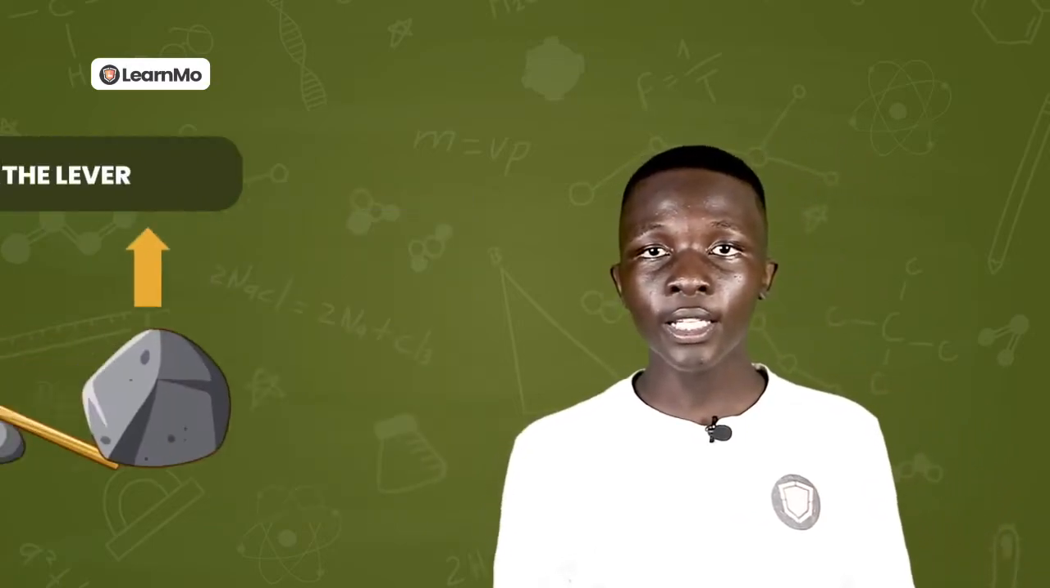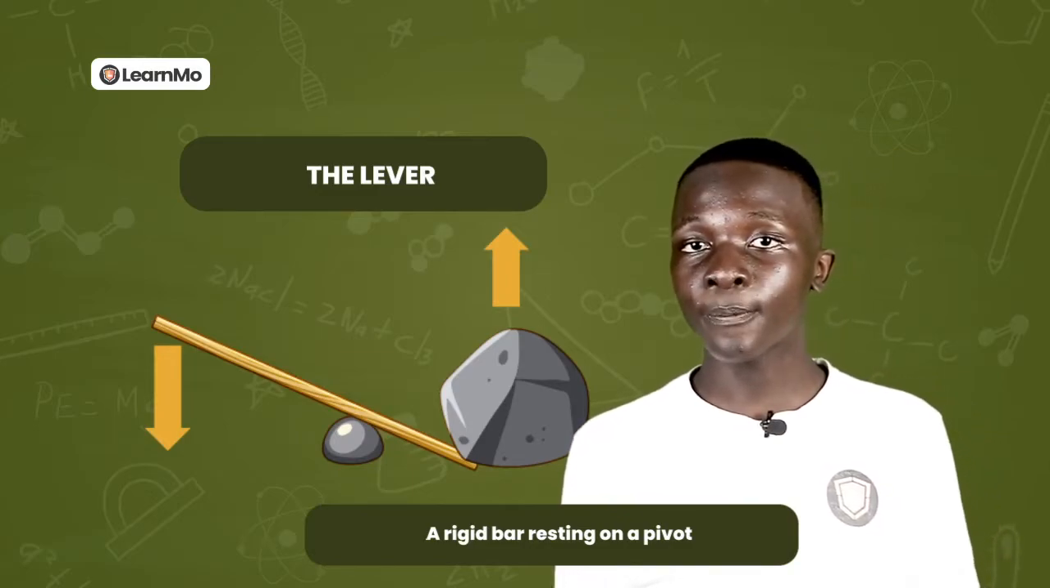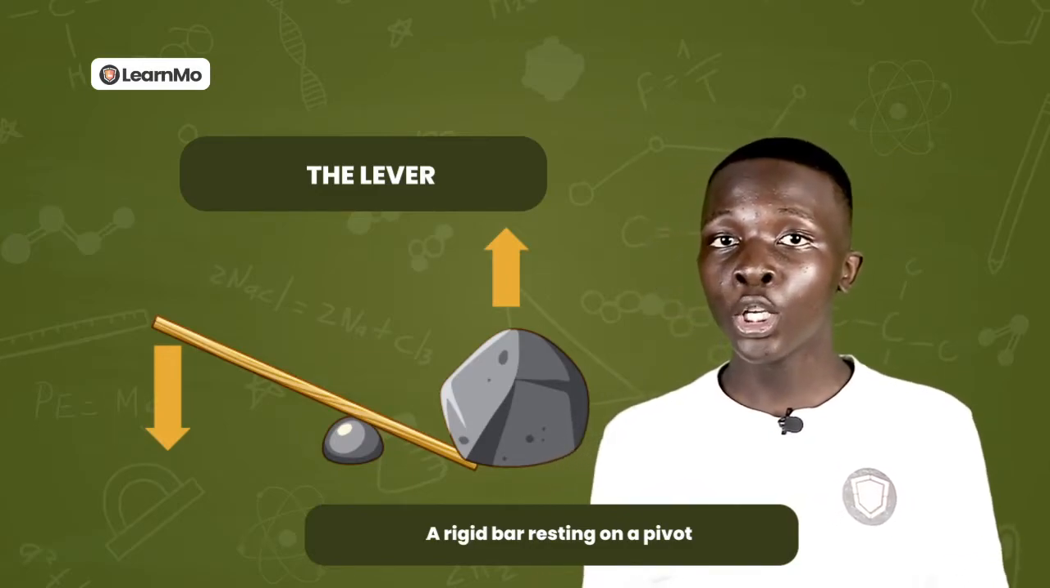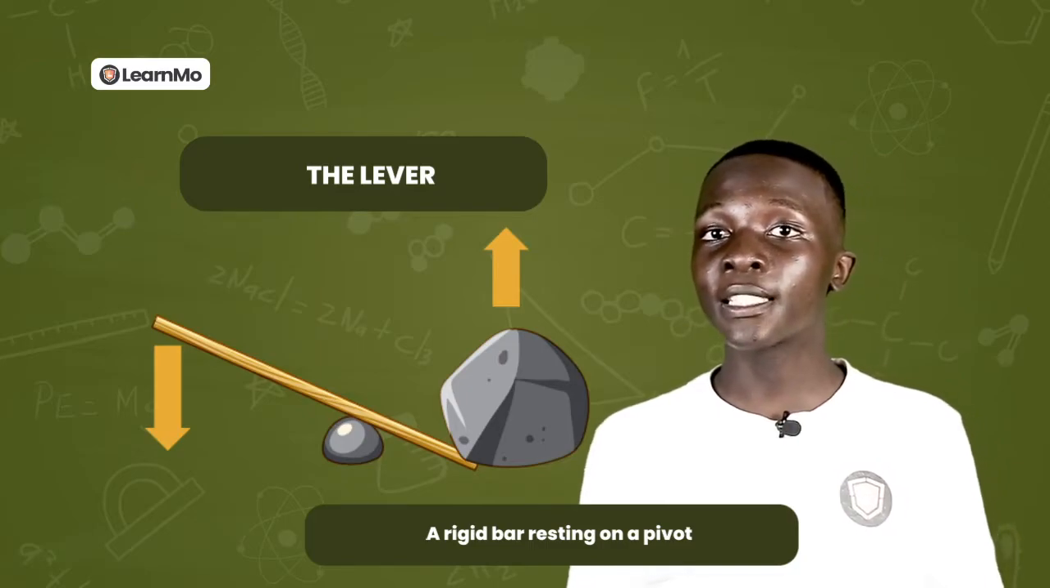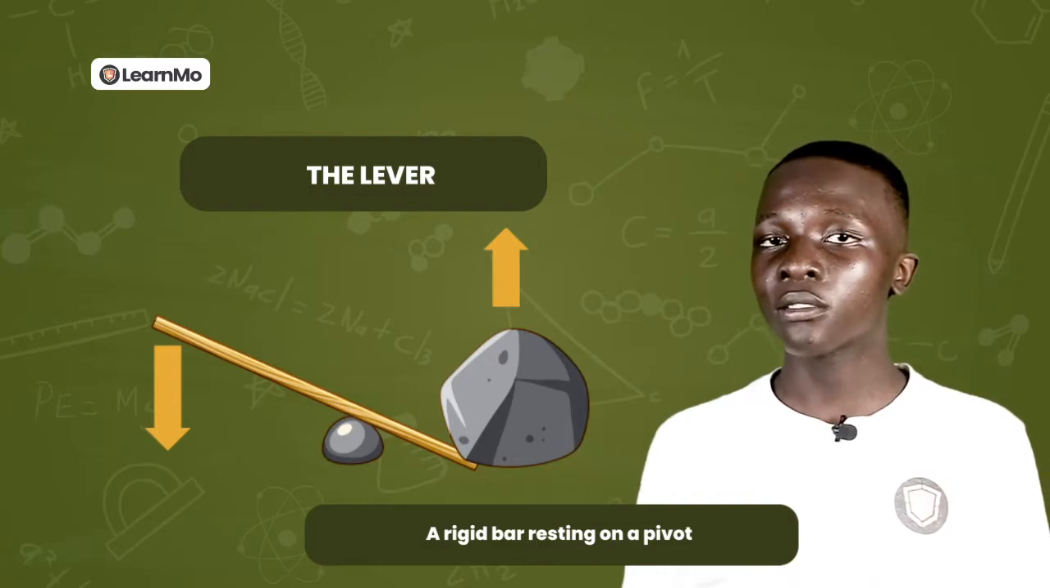Number 2, the lever. The lever is a rigid bar resting on a pivot, also called the fulcrum, used to move a heavy or firmly fixed load at one end when pressure is applied on the other end.